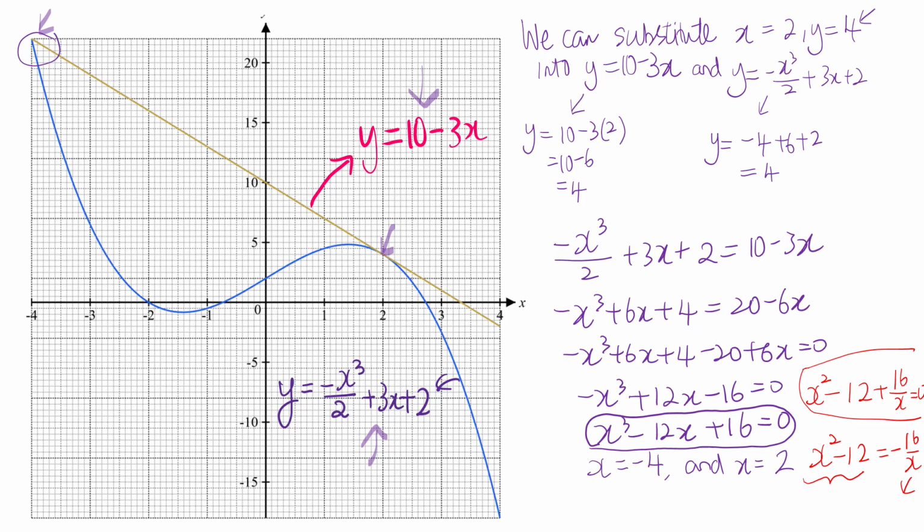So what I'm trying to say here is that there are various ways of drawing the curve and the straight line from here. And I would still get x equals -4 and x equals 2 as a solution.